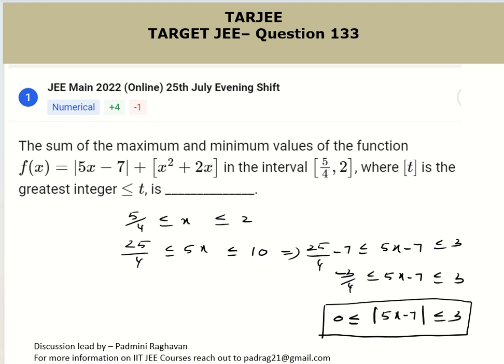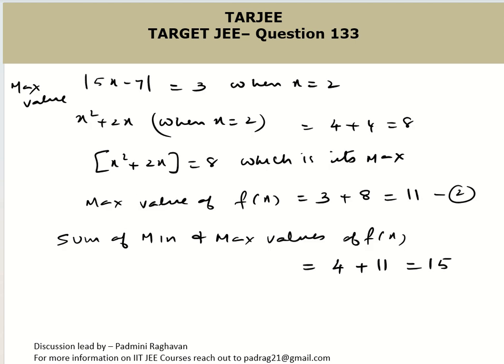A very good question. What happens here is when this term takes its minimum, the GIF also will take its minimum. When this term takes a maximum, the GIF also takes a maximum. So we are able to understand that the minimum value of f of x is the minimum of this plus the minimum of this. The maximum value of f of x is the maximum of this plus the maximum of this. Sum of the minimum and maximum value is equal to 15, which is an integer type. So the answer to the question is 15.